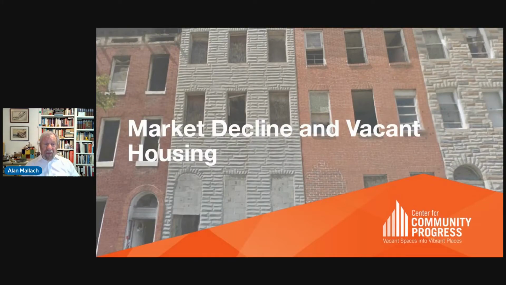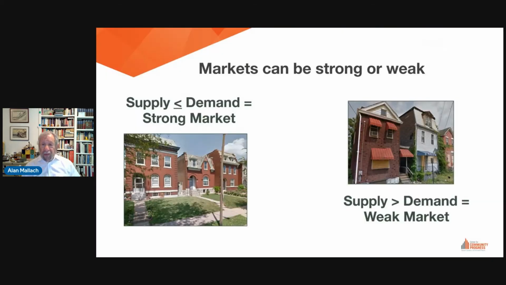Okay, now I'm going to talk specifically about vacant housing. And you'll see quite a few of the slides I'm going to show are basically the ones that I showed this morning.